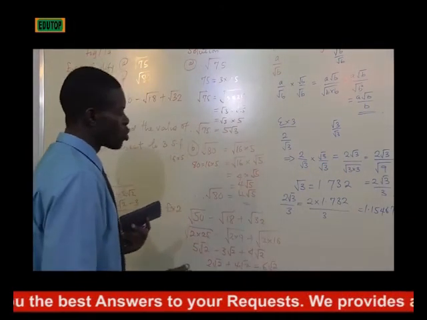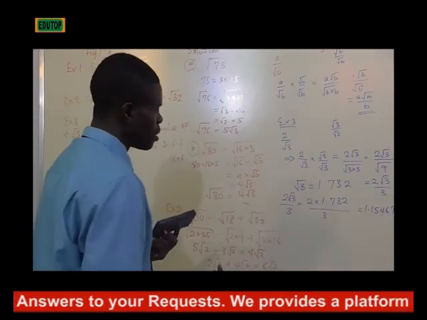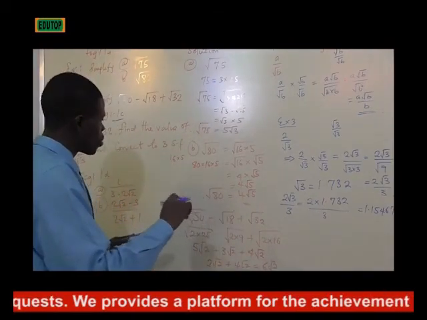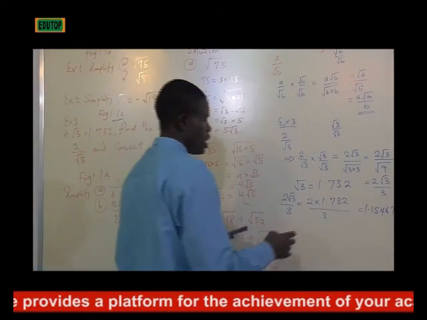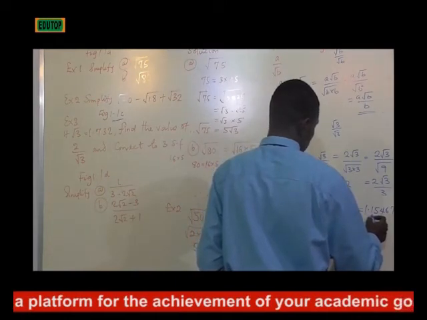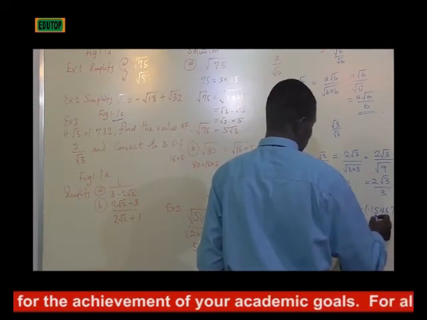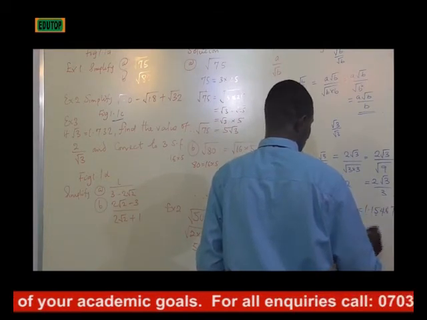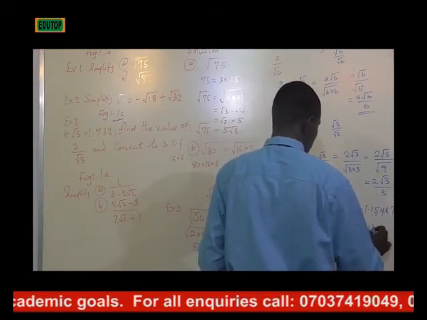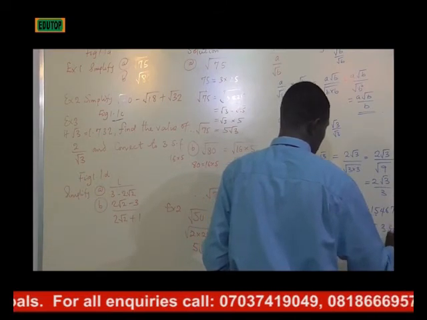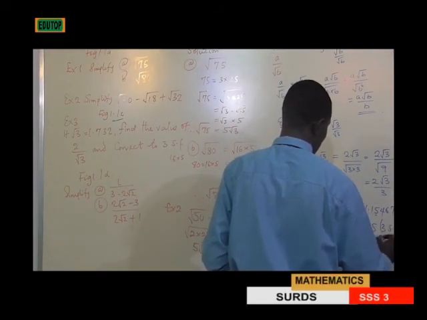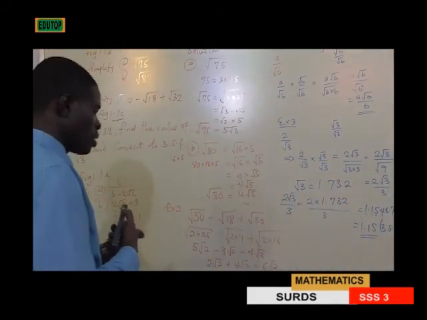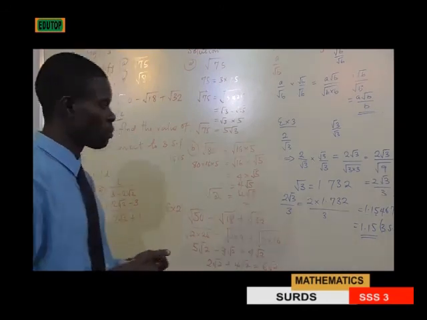And here we are meant to correct this. We are meant to take this to three significant figures. This is the first significant figure, this is the second significant figure, and this is the third significant figure. So the number that you have after this is 4. So automatically it will be 1.15 to 3 significant figures. So our answer is this, our answer to 3 significant figures.